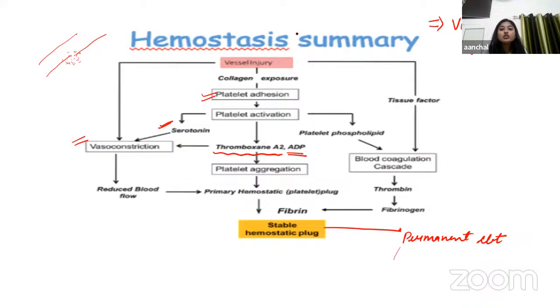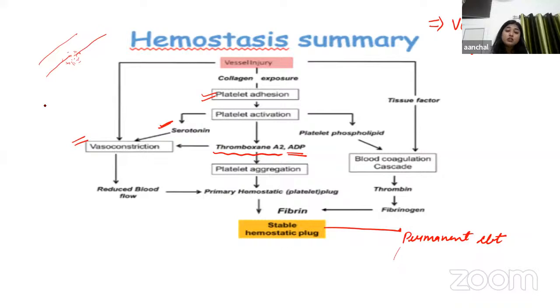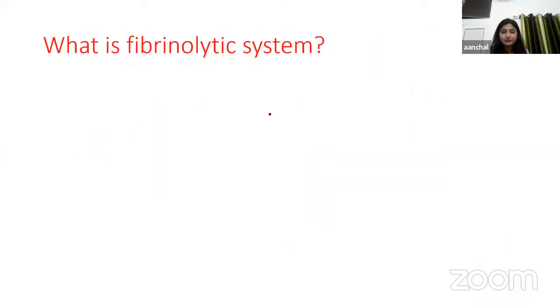Okay, so if a question on hemostasis comes, you need to write down what hemostasis is. You have to explain that hemostasis is the spontaneous arrest of bleeding by physiological phenomena. Then you will write that various stages are there. First, we have vasoconstriction, platelet plug formation, then coagulation of blood. Then you need to draw this whole flow chart, which is very, very important, and also each and every step which has been written in this slide.